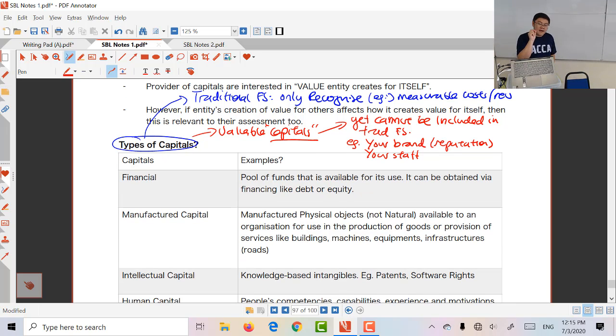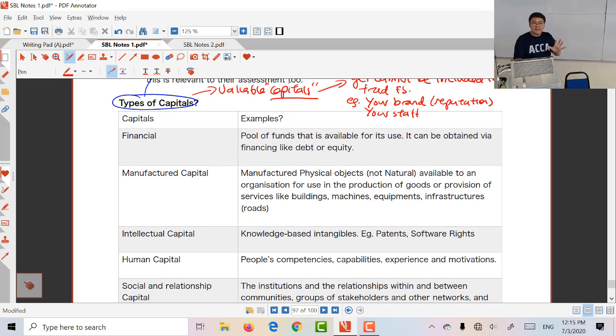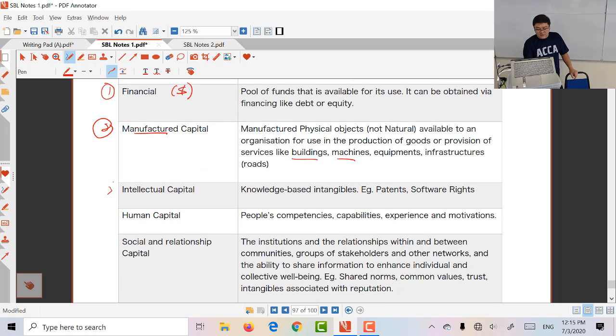So let's look at what kind of capital that we recognize. Now, financial, it's easy. It's money. So whenever you talk about financial, you talk about money. Okay, manufactured capital, things that we build. For example, your building, your machine, your equipment, your infrastructures. These are manufactured things that we build. Now, intellectual, that's your knowledge, that's your R&D. Okay? Patent, that's intellectual. All right?